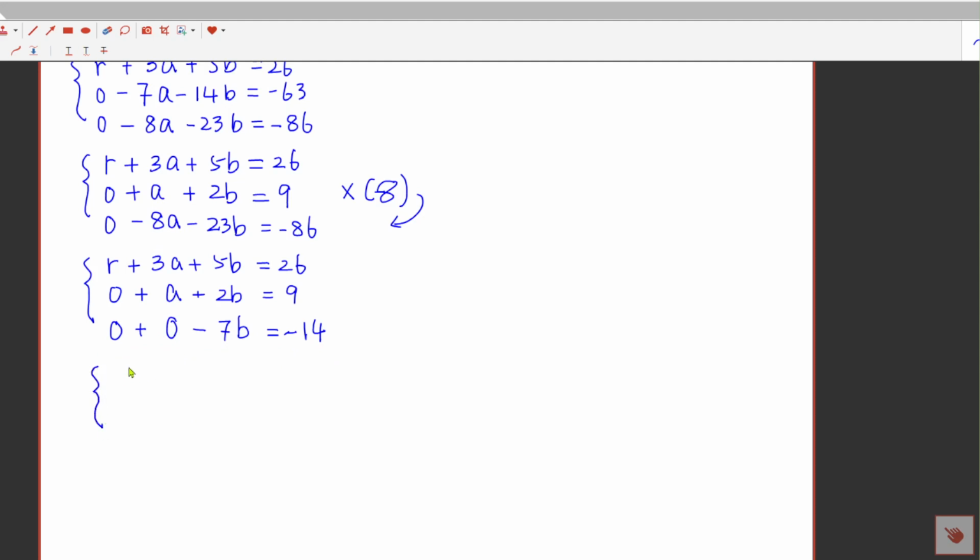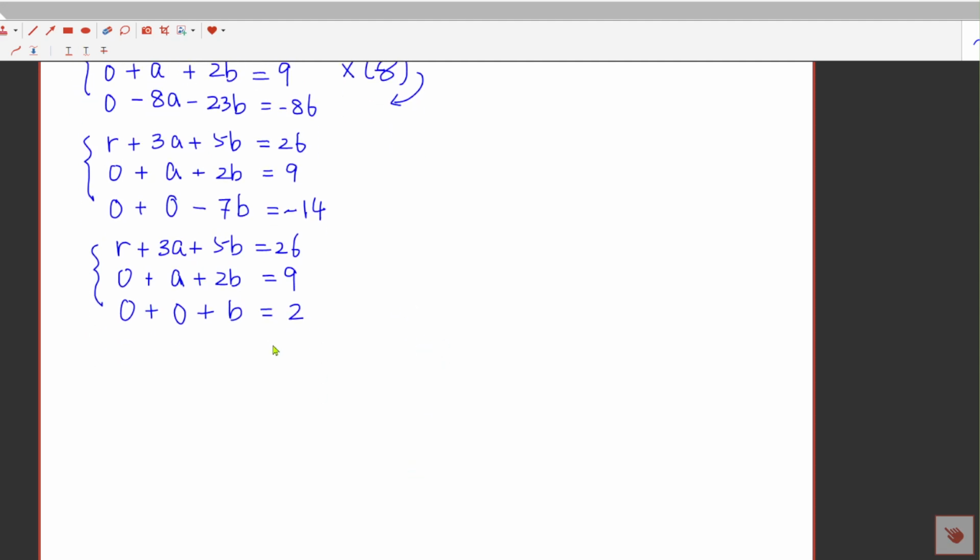So we can first simplify the third equation by multiplying or dividing it by negative 7. So that's 0 plus 0 plus b equals 2, right? And then we can use the third equation times negative 2, then add it to the second one.